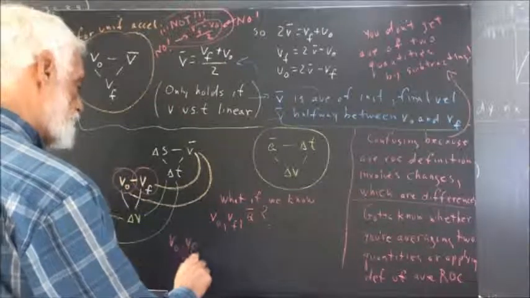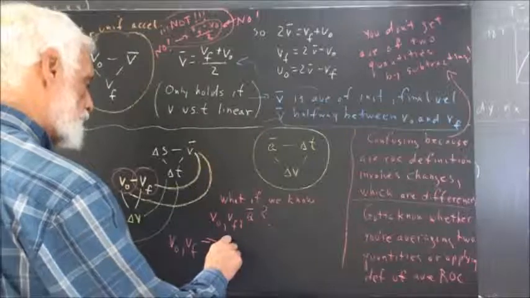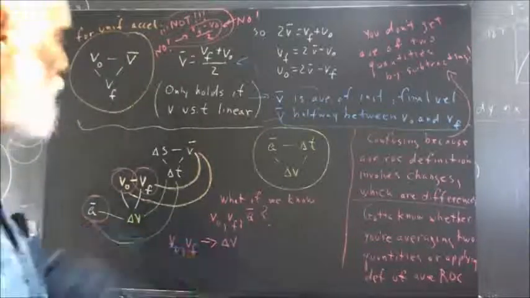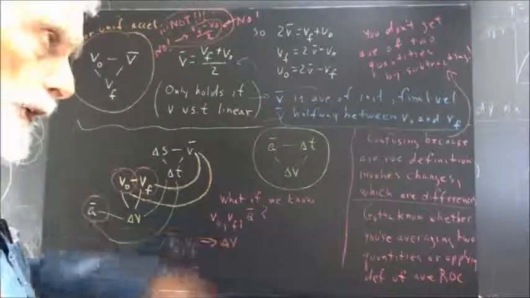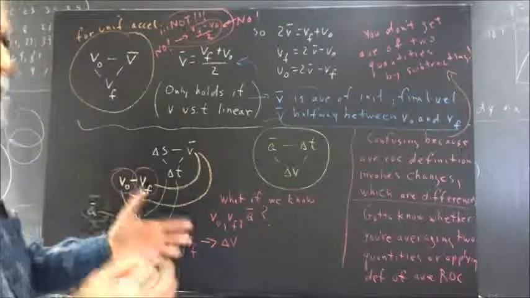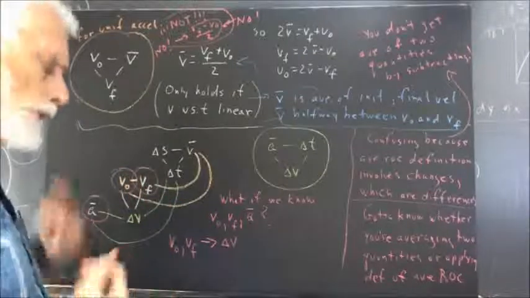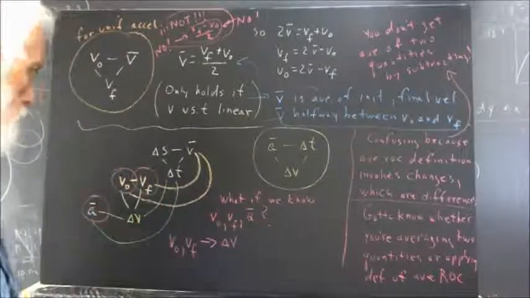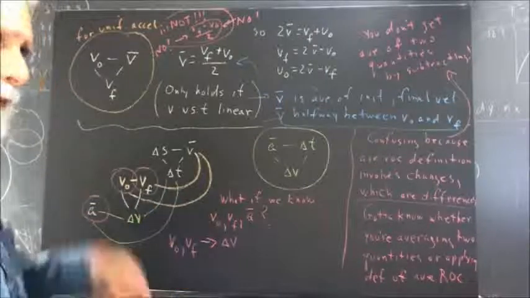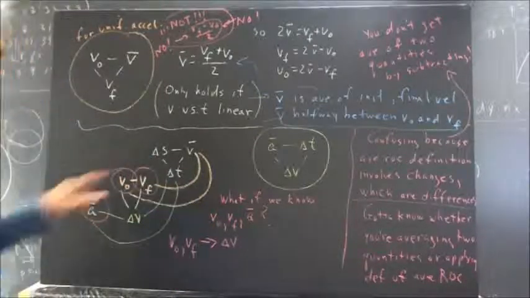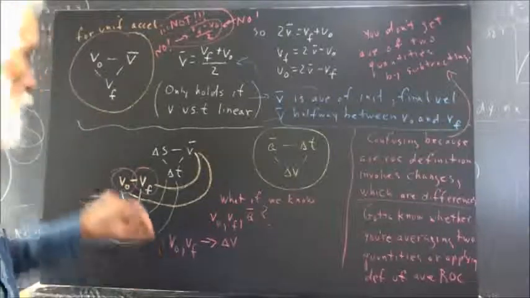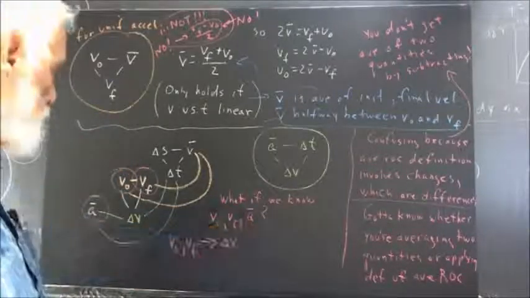V naught and VF give us delta V. And you can think through how you would get delta V. I'll write these relationships down, but right now we just see that with V naught and VF we can get delta V. We don't need this diagram once we've mastered the reasoning, once we've solved a number of problems, but the diagram can be very helpful in learning to think through these relationships.